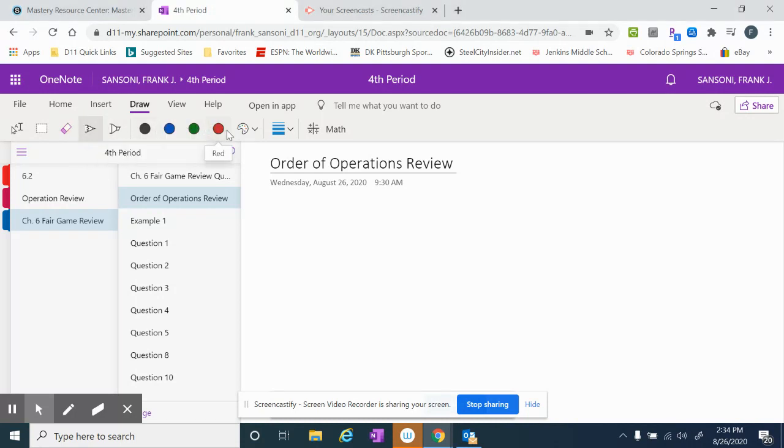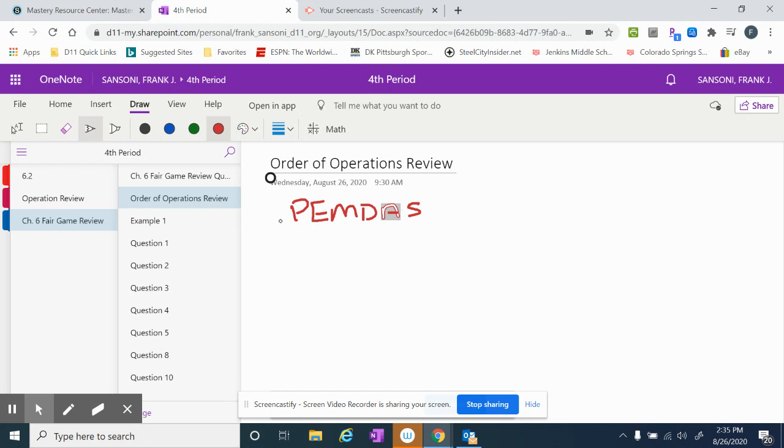there's probably an acronym that everyone's very familiar with, and it is called PEMDAS. So P stands for parentheses, E stands for exponents, M stands for multiplication, D stands for division, A stands for addition, and S stands for subtraction.